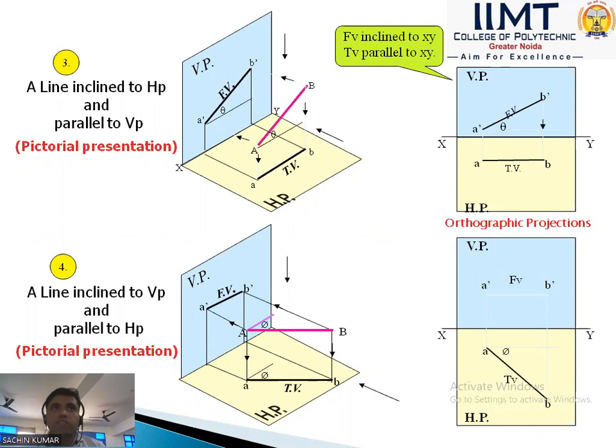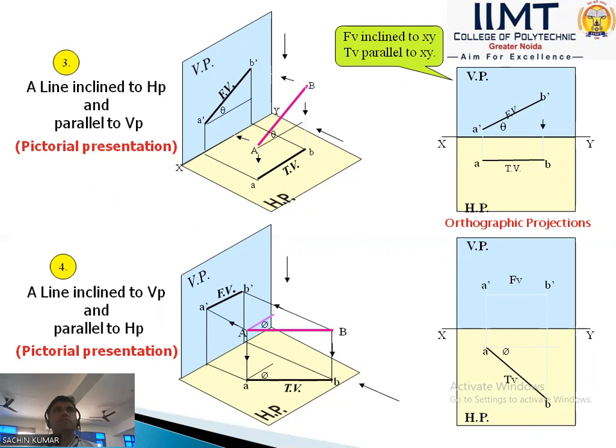In these two cases, a line inclined to HP and parallel to VP, and a line inclined to VP and parallel to HP, we check which view gives the true shape. In the third case, the front view gives the true shape, so we draw the front view first and then go to the top view. In the fourth case, the top view gives the true length, so we draw the top view first and then the front view. So always remember which view.